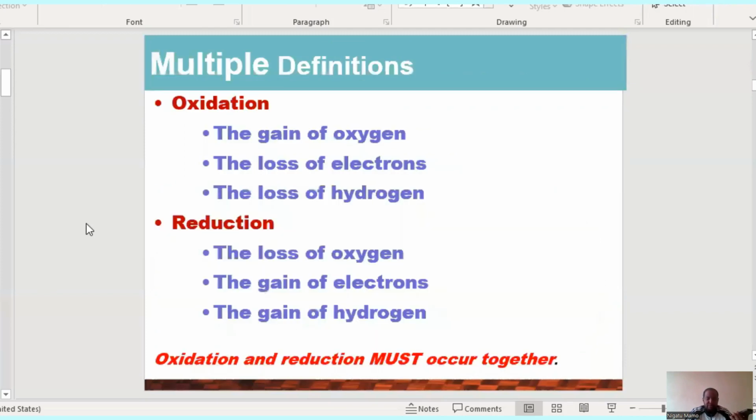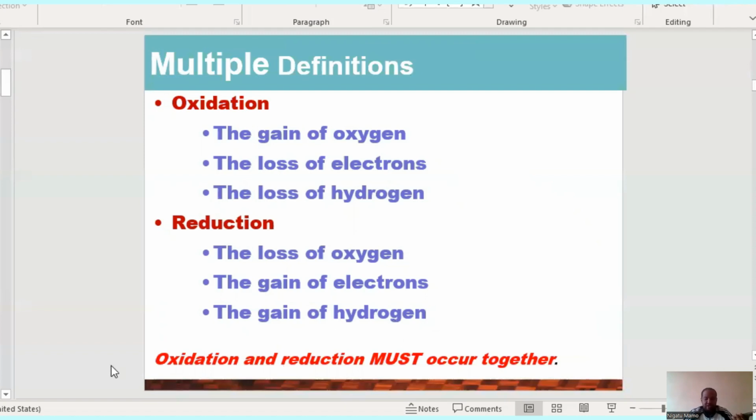Here are multiple definitions of both oxidation and reduction reactions. Oxidation means the loss of electrons, or we can define oxidation as the gain of oxygen and the loss of hydrogen. Reduction is also defined as the loss of oxygen, the gain of electrons, and the gain of hydrogen.